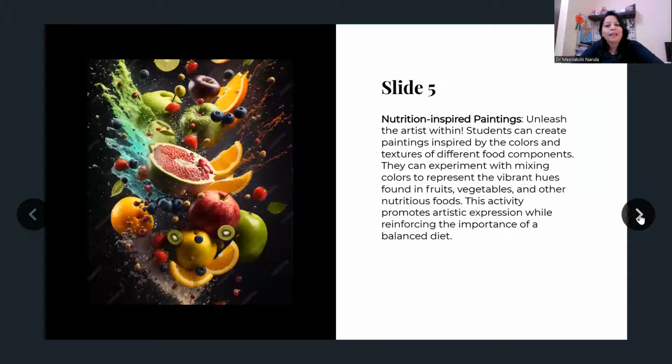Now, if we talk about the next activity, right? Again, paintings, as you can see in the image also, what the students can do is let them unleash the artist within. They can create paintings inspired by colors and textures of different food components. They can experiment with mixing of the colors, thus they can understand the color wheel as well, right? So they can experiment with mixing colors to represent the vibrant hues found in fruits, vegetables, and other nutritious foods. So this activity, it promotes artistic expression while reinforcing the importance of balanced diet. So go ahead with this activity as well.